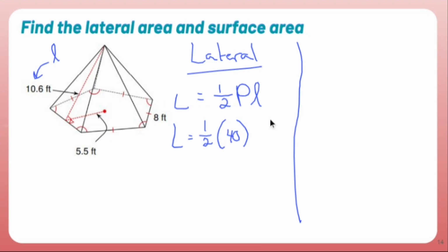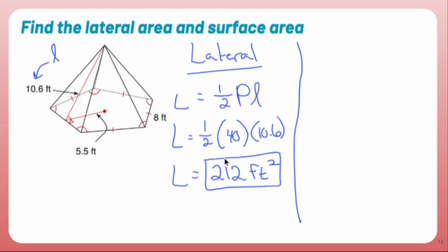The slant height is 10.6. So to find the lateral area, I'm going to do 1/2 times 40 times 10.6, which is 212. Right? Because 20 times, yep. Feet squared, because of area being square units.